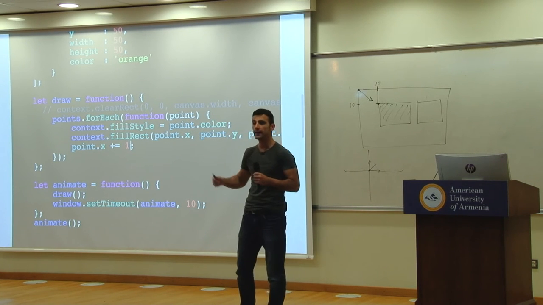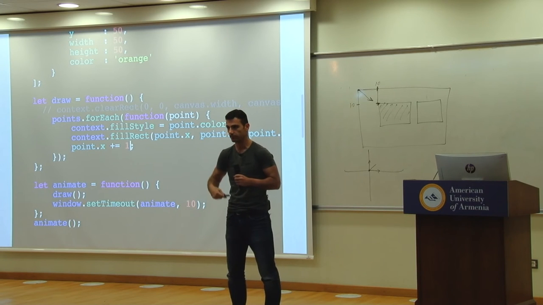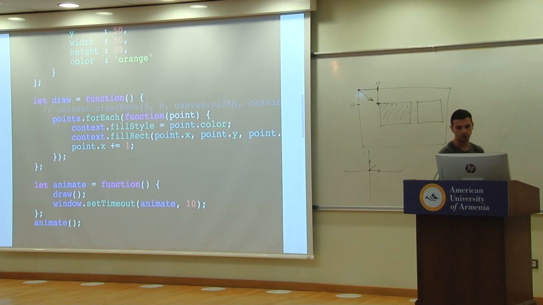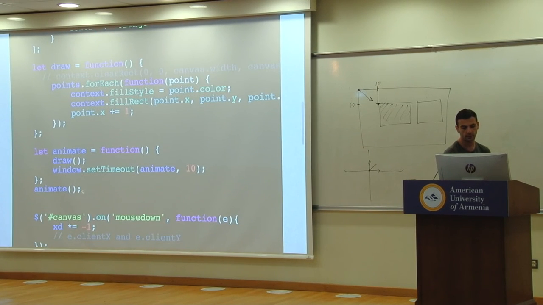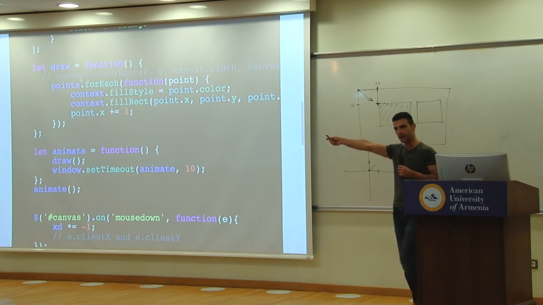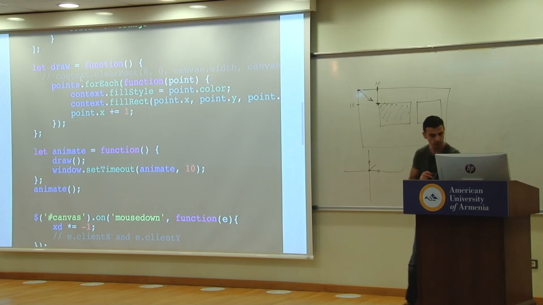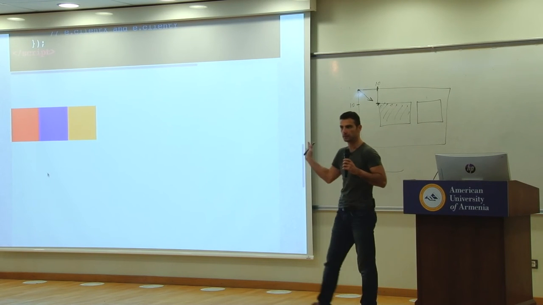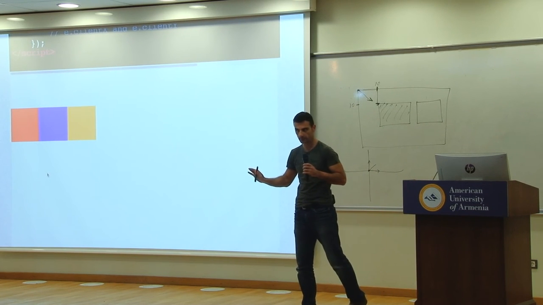So what we need is some way to loop. Here's how we do that. We have this animate function down here. We call it. It comes here. It calls draw, which draws everything one time. In fact, if we don't do this, it's just going to draw everything one time. So you drew it and done.